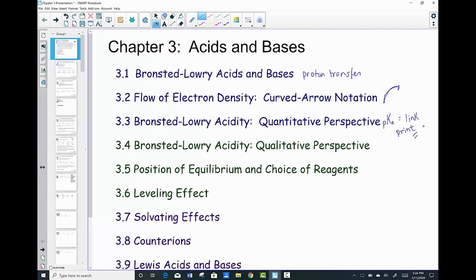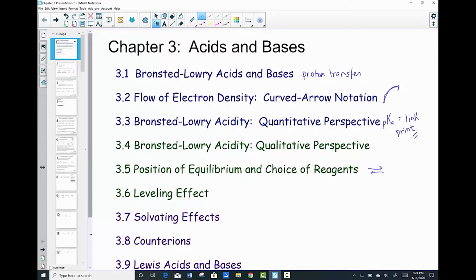We then pick up in a second session, talking about more of a qualitative perspective of acidity. We'll look at the position of an equilibrium. Remember how we talk about equilibrium as a dynamic equilibrium pushing forward and reverse at the same time, and the proper choice of reagents to influence the position of equilibrium.